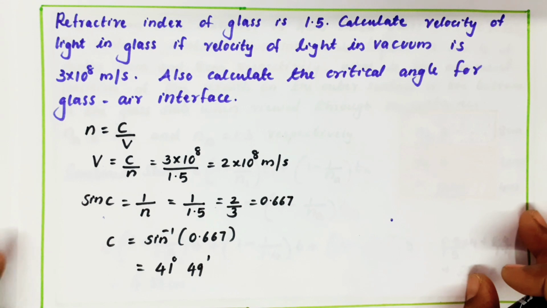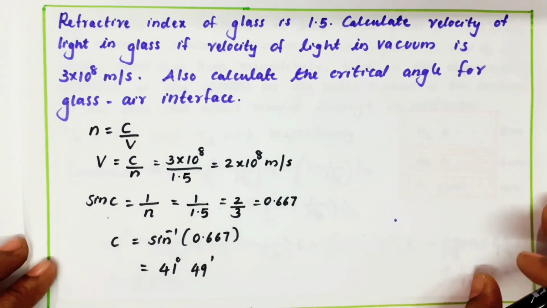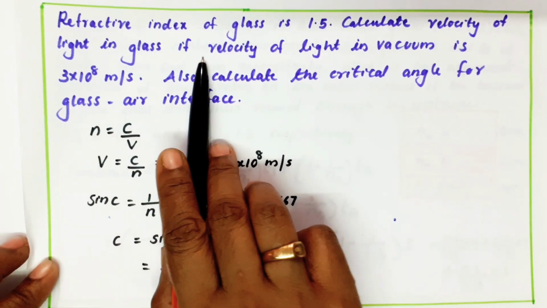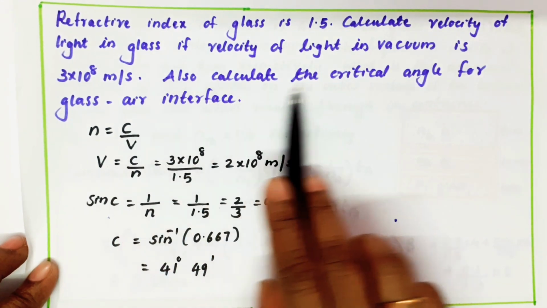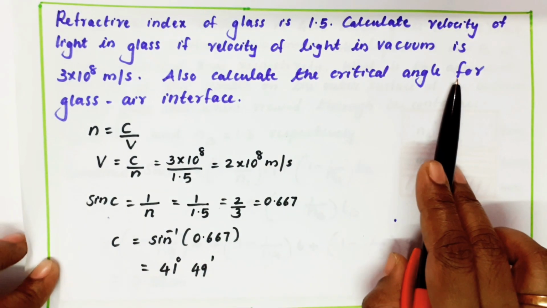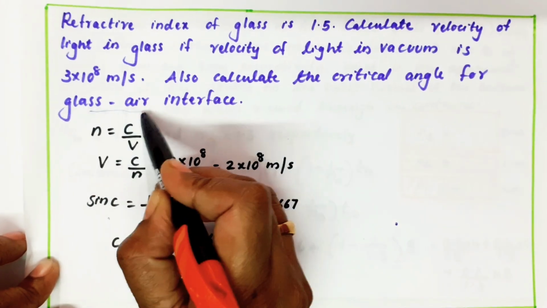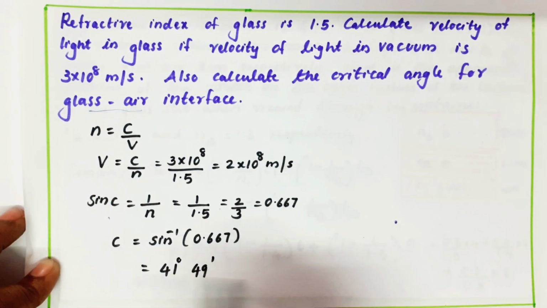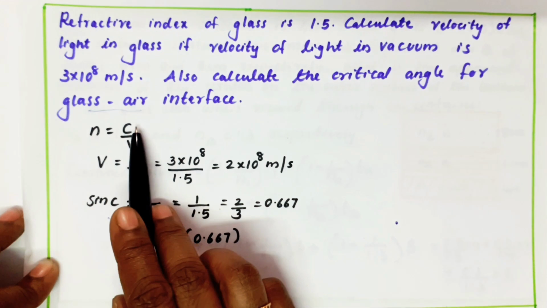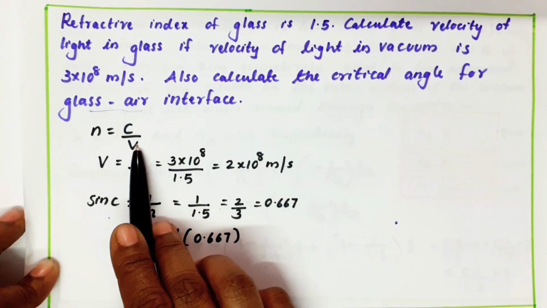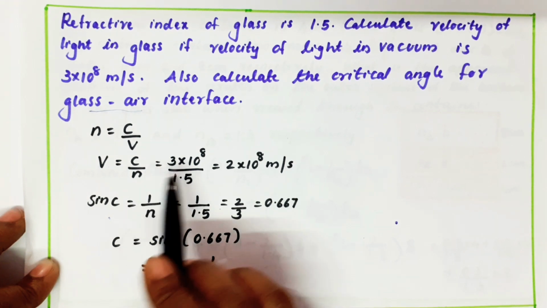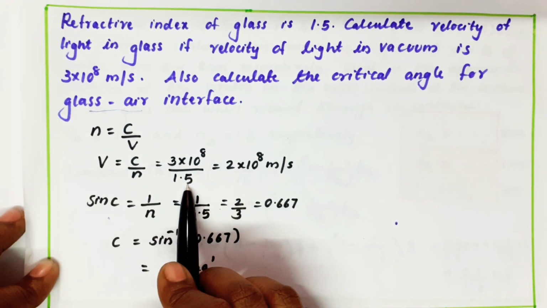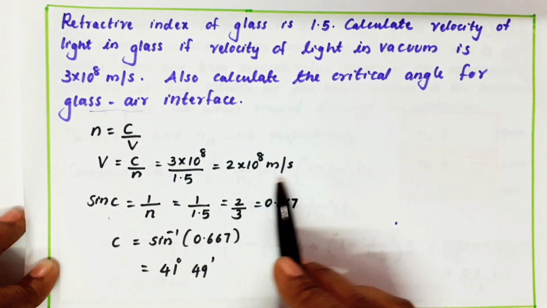The refractive index of glass is 1.5. Calculate the velocity of light in glass if the velocity in vacuum is 3 into 10 power 8 meter per second. Also calculate the critical angle for the glass-air interface. Simple question only. The refractive index formula is velocity of light in vacuum by velocity of light in medium, C by V. If you want V, it is C by N. 3 into 10 power 8 divided by 1.5 is 2 into 10 to the power 8 meter per second.